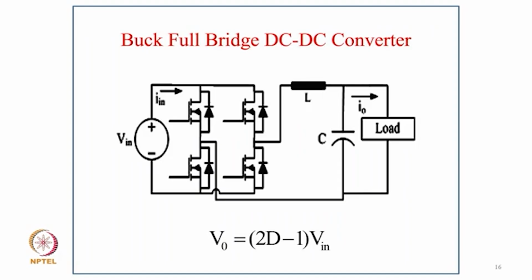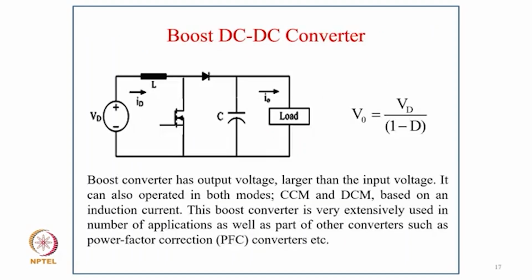Here the output voltage is equal to (2D minus 1) times Vin. It can of course have bidirectional polarity also, but normally in such a DC-DC converter we need only unidirectional polarity. Then coming to the boost converter, as you can see here, we have a source VD, then an inductor, then a switch, diode and capacitor, and the output voltage is a function of the input voltage VD upon 1 minus D. The boost converter has an output voltage larger than the input voltage.